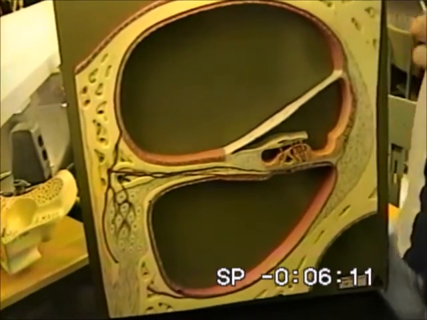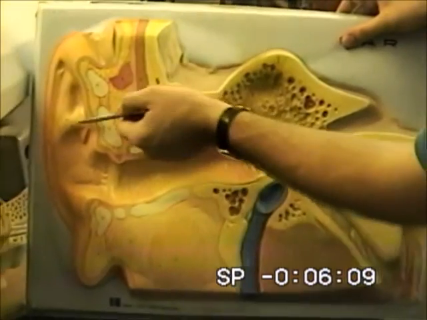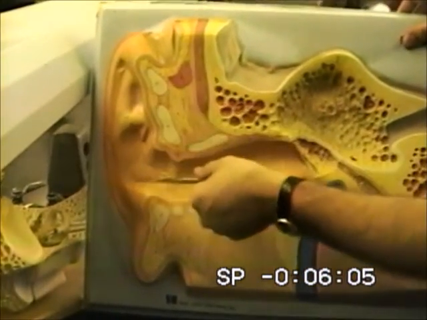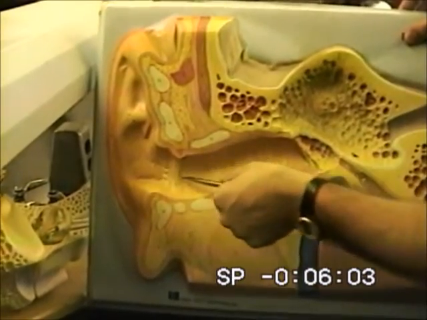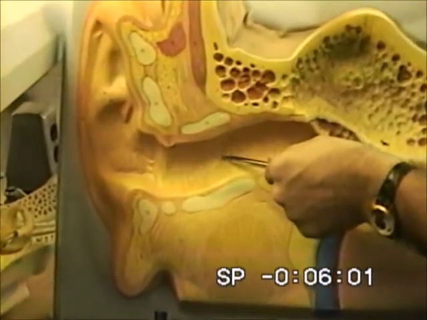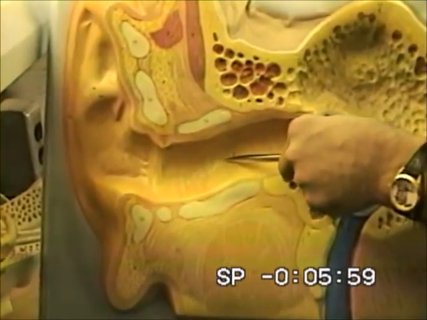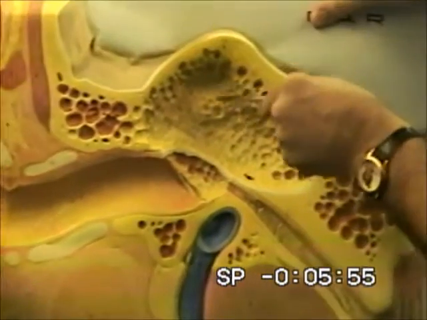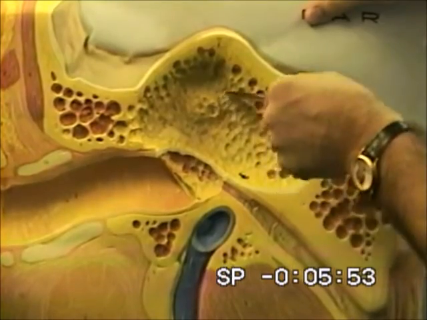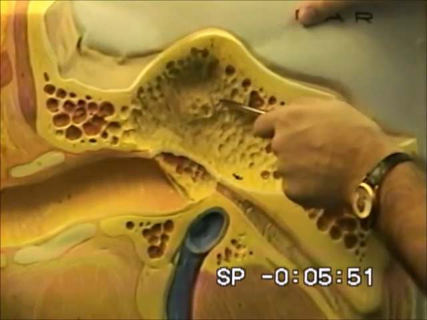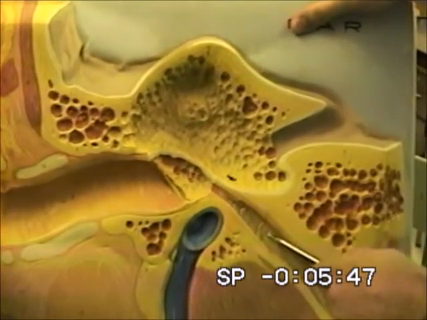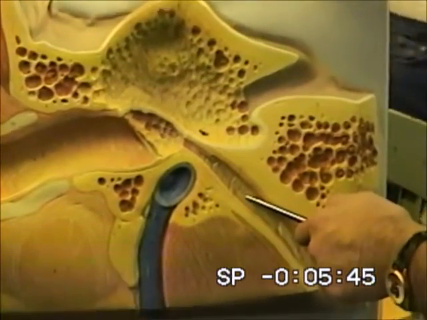Right over here where you have a pinhole, this would be the auricle. As you come into the external auditory meatus, you have another pinhole right there at number 2. You come up here, you have 2 pinholes. This would be called the petrous portion of the temporal bone. Coming into this area, number 3, you have a pinhole, which would be the eustachian tube.